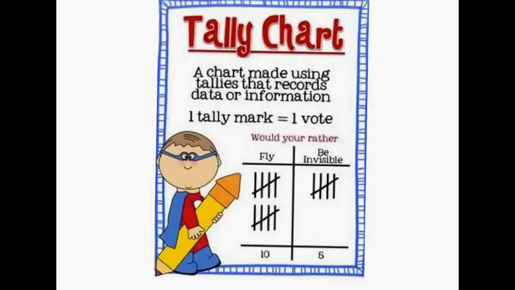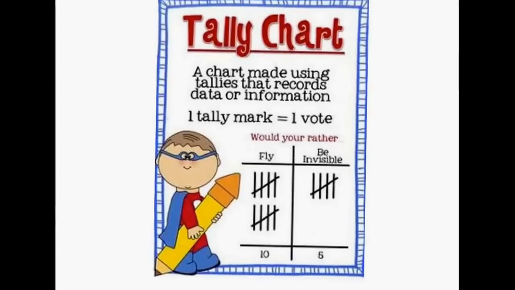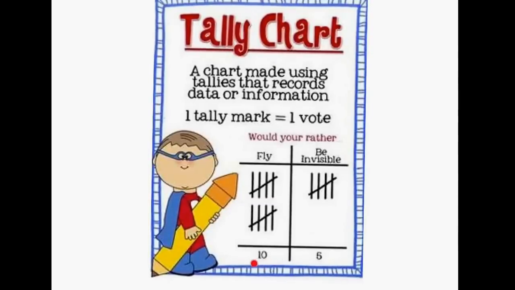be invisible? Well, I know when I see four tally marks plus one going across, that equals five. When I count how many people wanted to fly, I have 5, 10 votes. How many people wanted to be invisible? I check out my tally marks. There's a group of five. 5 people wanted to be invisible. What is more? Would more people rather fly or be invisible? You're right. More people would rather fly.